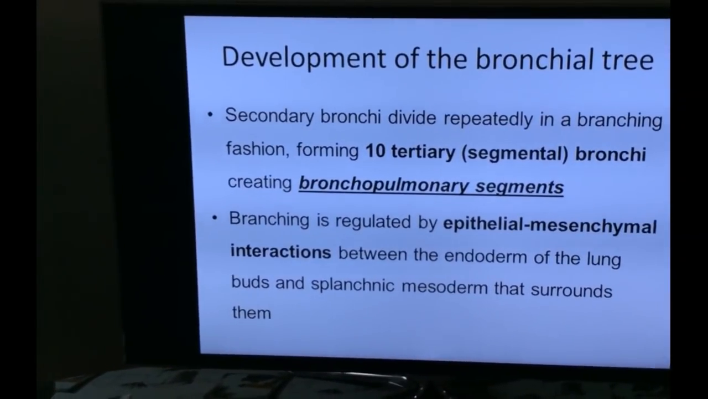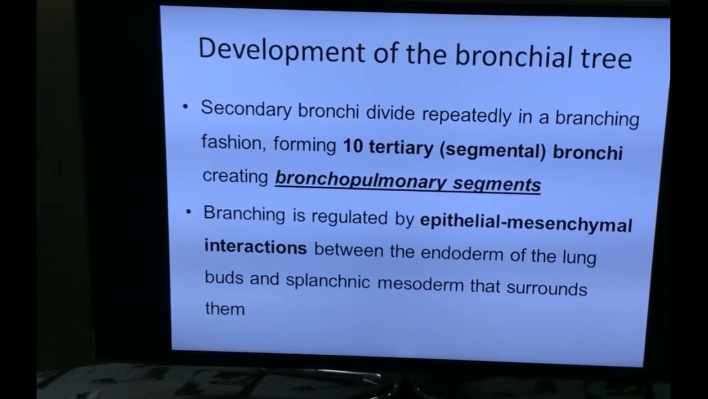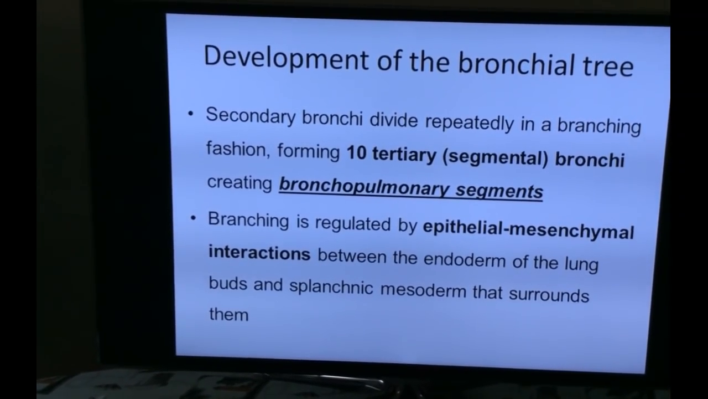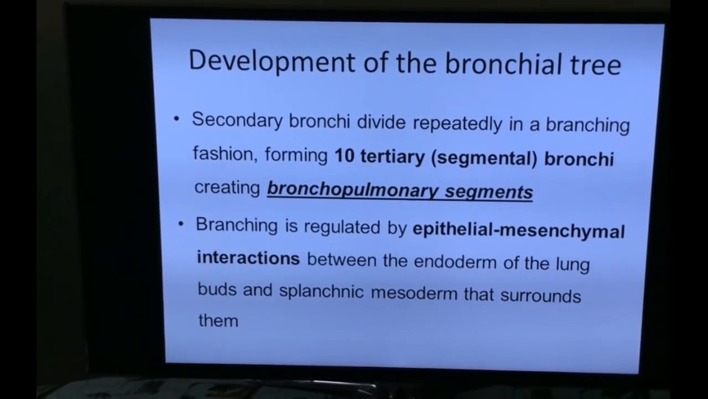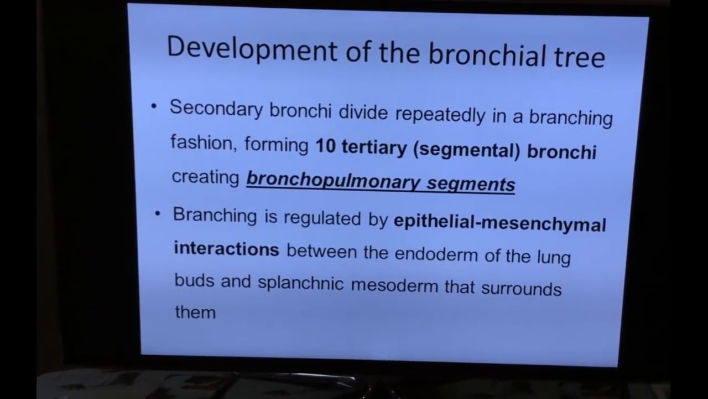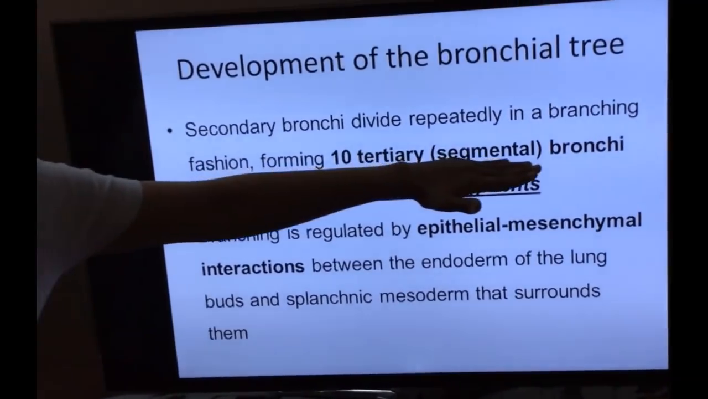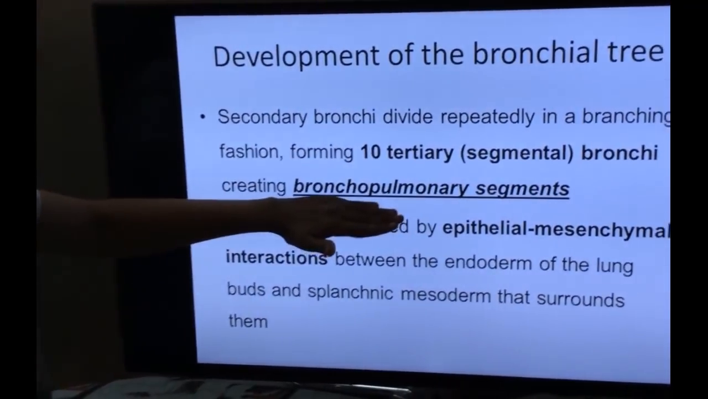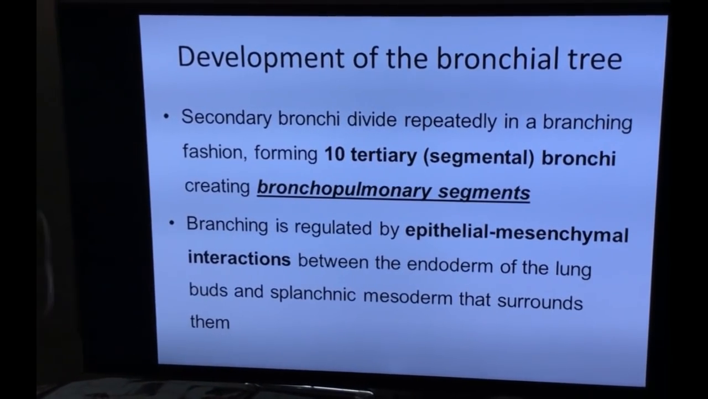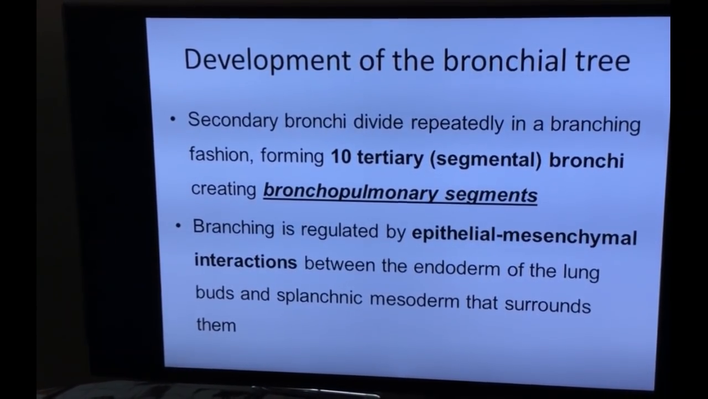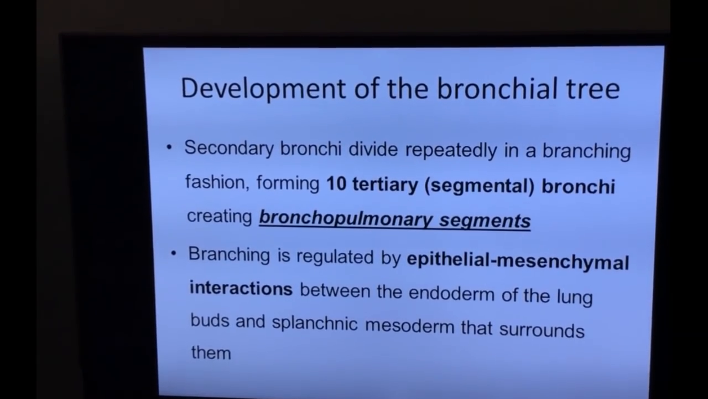Now coming to the development of the bronchial tree. As I told, there are the primary or main bronchi, right and left, which divide into secondary bronchi, 3 on the right side and 2 on the left side. These secondary bronchi further branch into tertiary or segmental bronchi, giving rise to bronchopulmonary segments. There are 10 on each side, 10 on the right side and 10 on the left side.